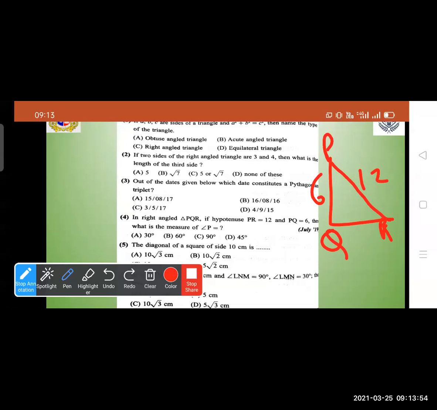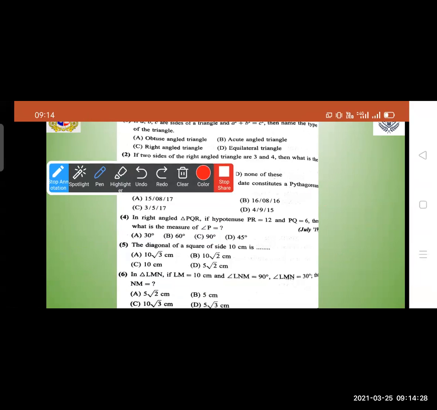Right? Then what is the measure of this? So we check the 30, 60, 90 degree theorem, 45, 45, 90 theorem. So here, as we know, the side opposite to 30 degrees is always half of the hypotenuse. Hypotenuse is 12, so how much will this side be? 6. That means this is 30, this is 90, so how much will this be, child? This is 60. So our answer is 60. So the answer to question 4 is 60 degrees. This is how we have to check.